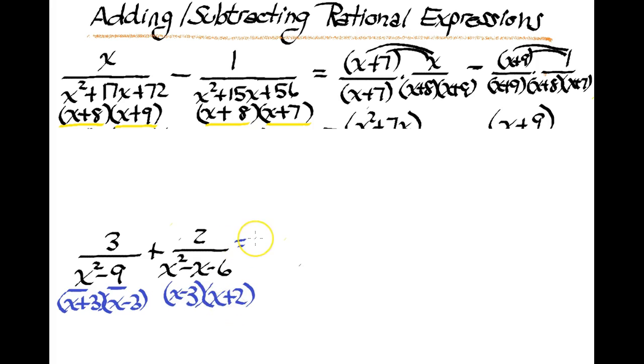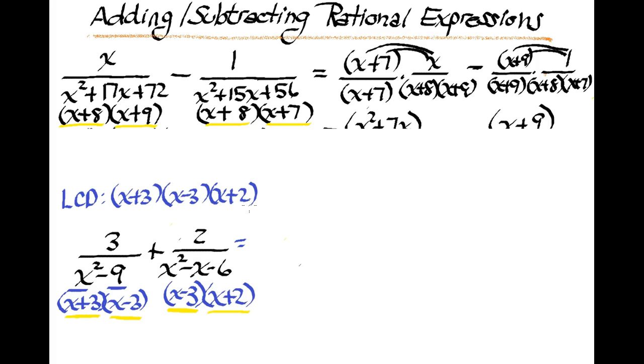Okay, so let's figure out what our LCD is going to be. Let's walk down and see what our unique factors are. I have an x plus 3, and it's the only one that I have, so that's part of my LCD. I have an x minus 3 in both terms, so x minus 3 is part of my LCD. And then I have an x plus 2, and I have used up all my unique factors. So we are ready to go.